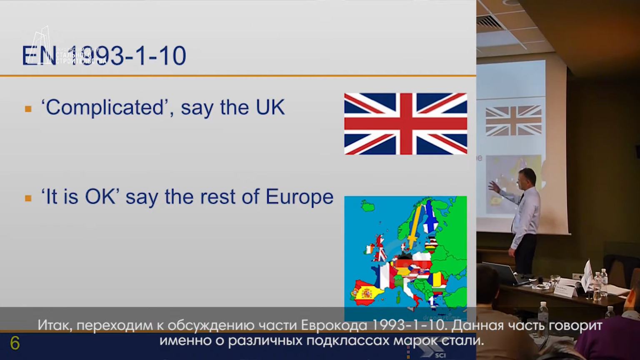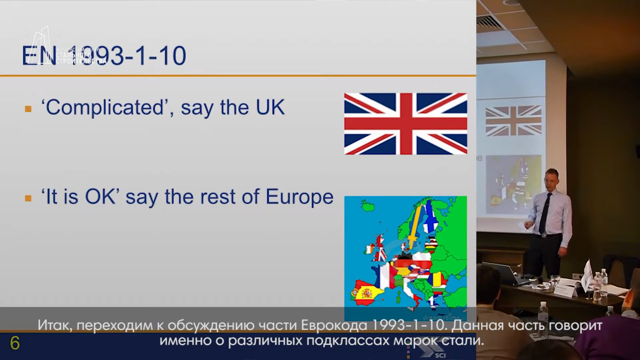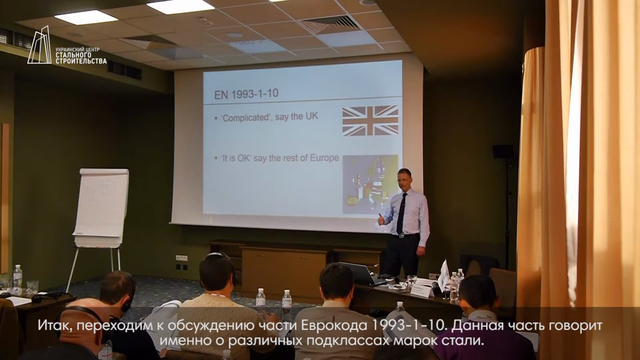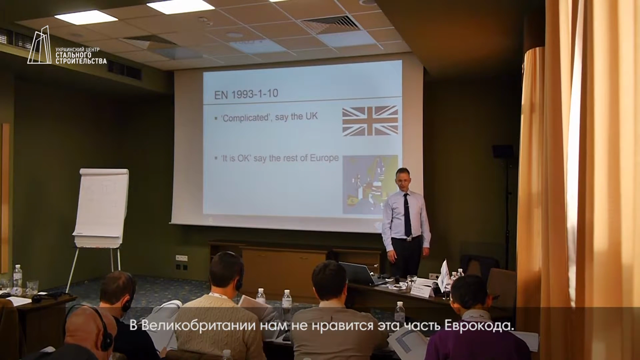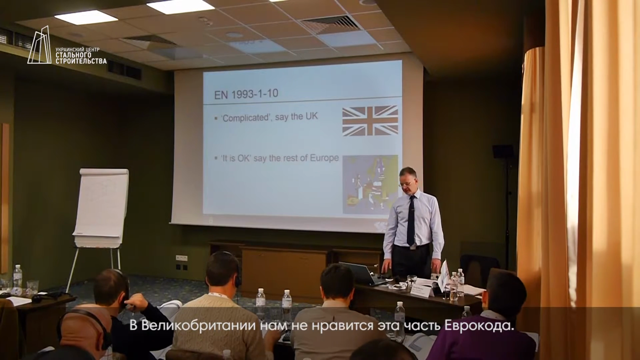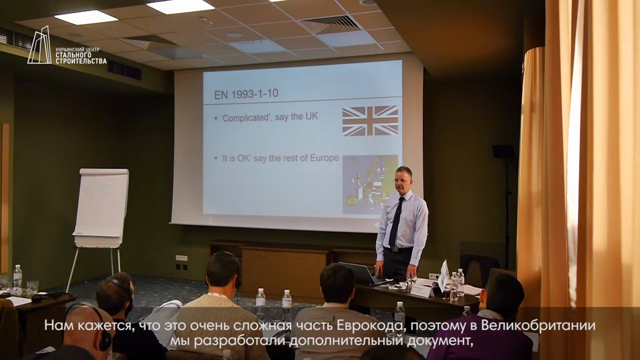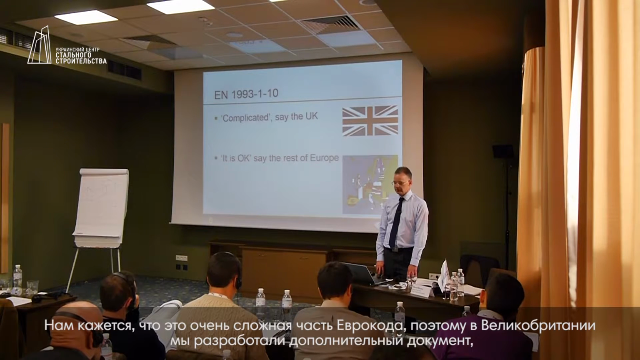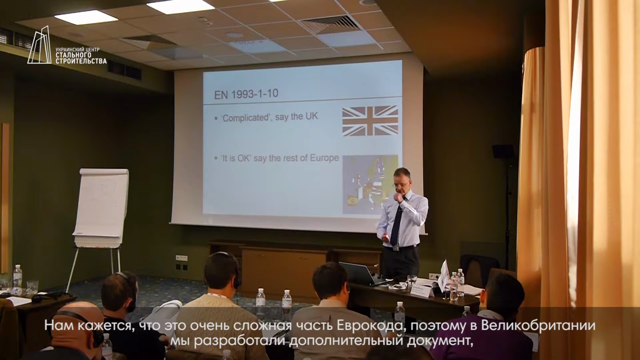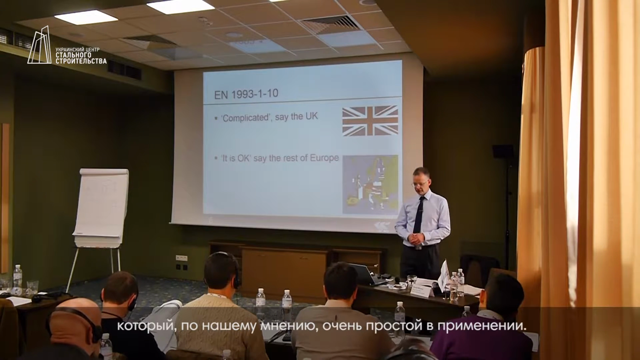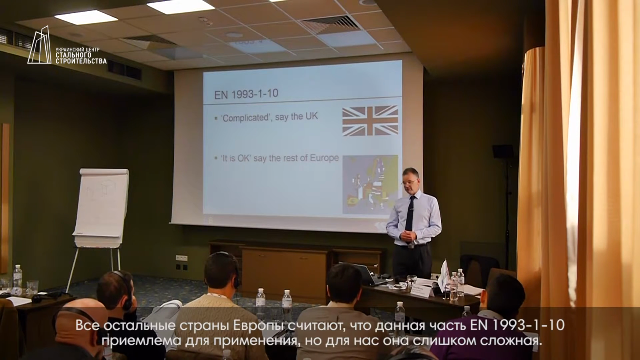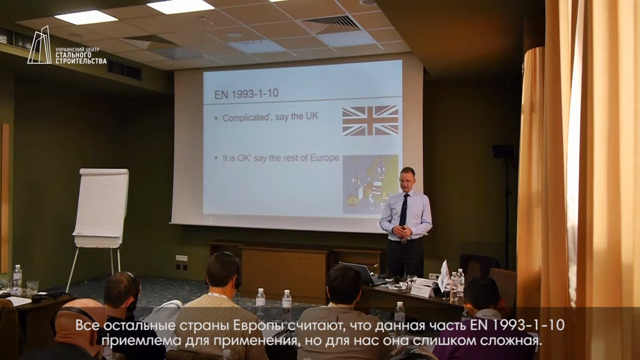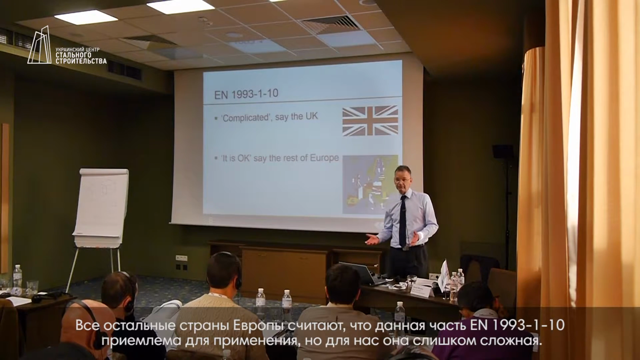So, we have flipped into a different part of the Eurocode, 1993-1-10. That covers the choice of steel subgrade. And in the UK, we do not like 1993-1-10. We think it is very, very complicated. So in the UK, we have produced a document which we think is simple to apply. The rest of Europe, they seem to think 1993-1-10 is okay. For us, it is very complicated.